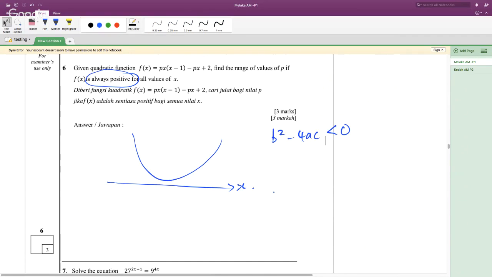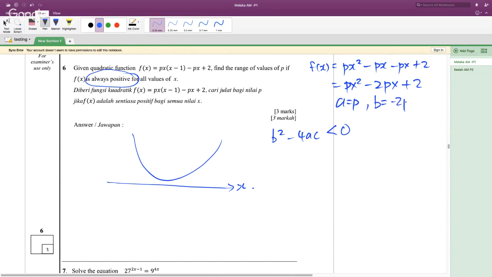So I can easily get my a, b, and c after I simplify this equation. So definitely I will need to simplify this equation. I multiply px into it, I get px squared minus px plus 2. So therefore I have px squared minus 2px plus 2. So I know my a in this case is p, my b is negative 2p, and my c is 2. Since it's less than 0, I just substitute whatever I have here. So negative 2p squared minus 4ac is less than 0.